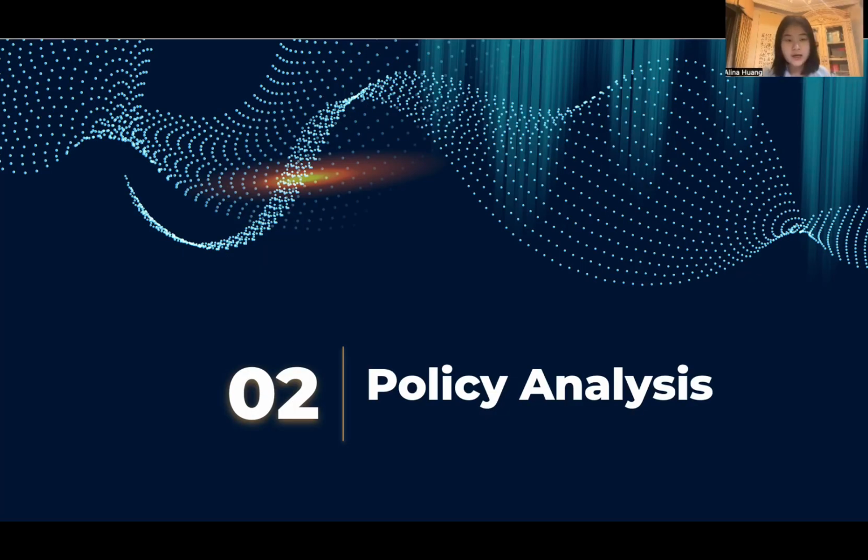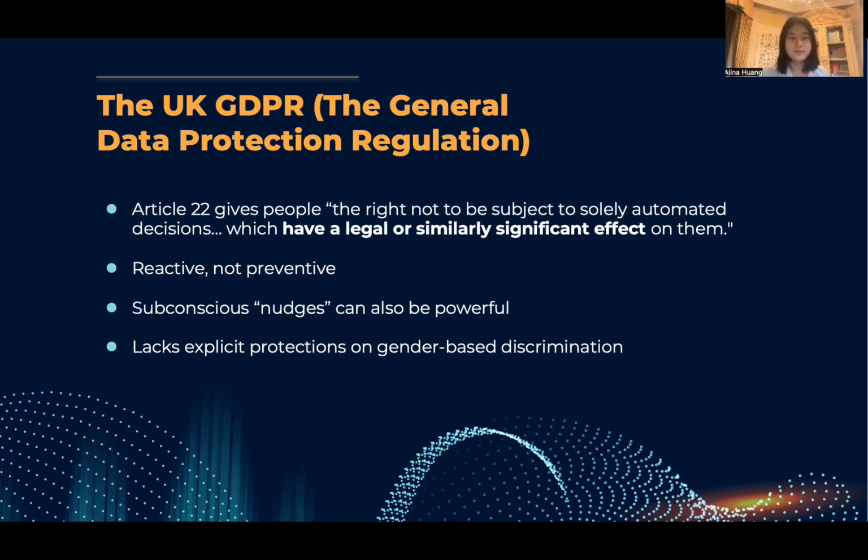So now moving on to policy analysis. The most relevant policy in the UK that is being used to address gender discrimination in AI systems used in the legal system is the UK GDPR. Specifically, Article 22 offers safeguards aimed at protecting people from potentially harmful AI decisions.